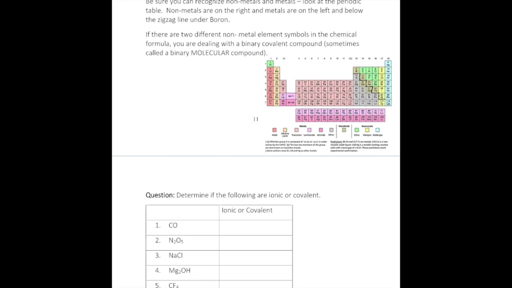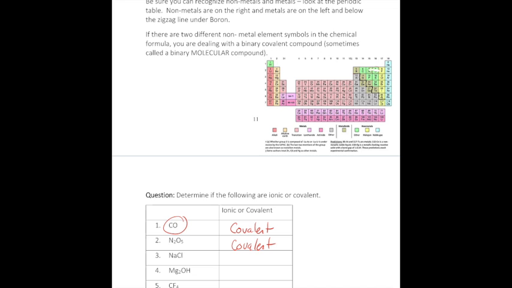So let's look at CO. So CO is a carbon and an oxygen. Those are both above the staircase, so that makes it a covalent compound. Let's look at nitrogen and oxygen. So far, oxygen's good. Nitrogen is also right there, so that is also a covalent compound.